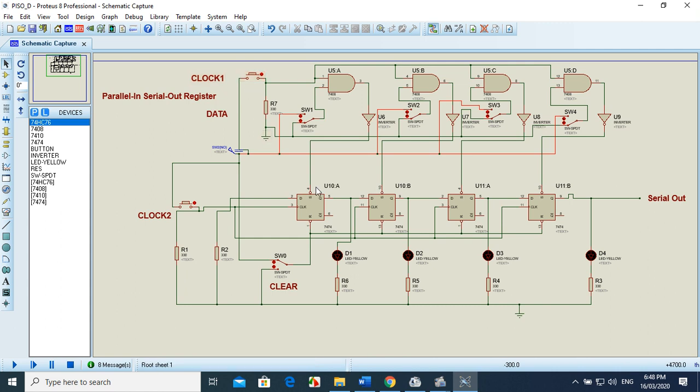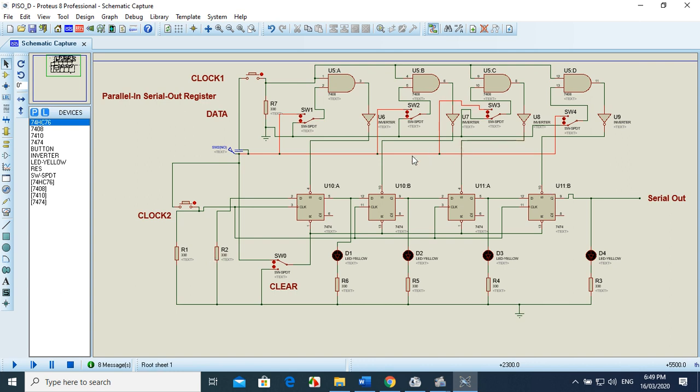The serial movement of data starts by applying the clock 2 signal at the clock inputs of the 4 flip-flops. This occurs at the positive edge of the clock 2 signal, that is from 0 to 1 transition. Notice that the D inputs of each flip-flop is connected to the Q output of the previous flip-flop except the first D flip-flop, where its D input is held always at the 0 logic level.